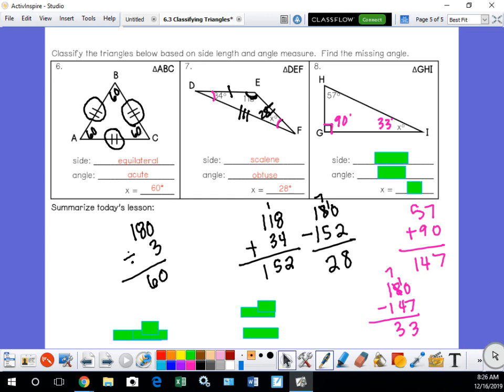And so based on side length, these are all different side lengths, right? So that's called a scalene triangle. Now I knew they were all different because all of the angles were different and they correspond to the angle measurement, right? And then if we base it off of angles, there's one right angle, the 90-degree angle. So we call that a right triangle. And we found our missing value, which was 33 degrees.